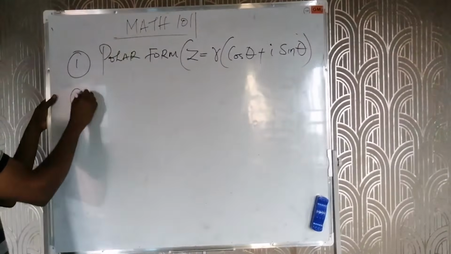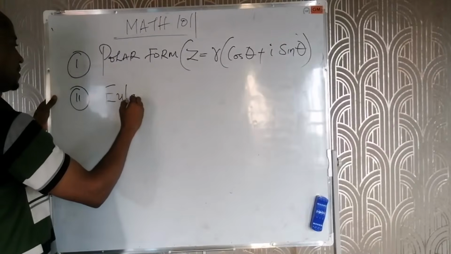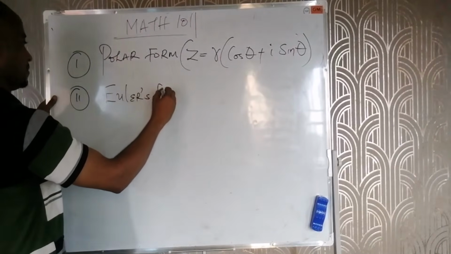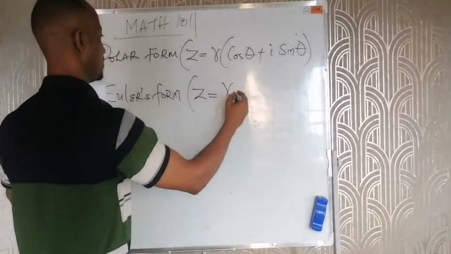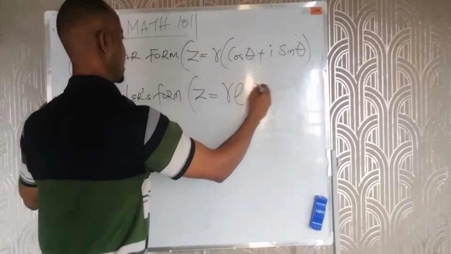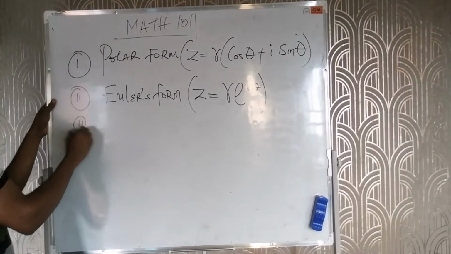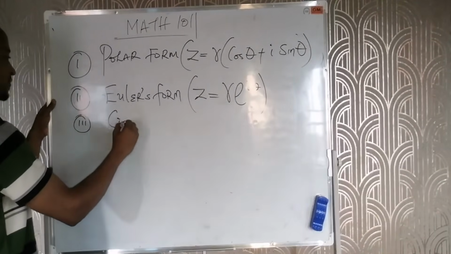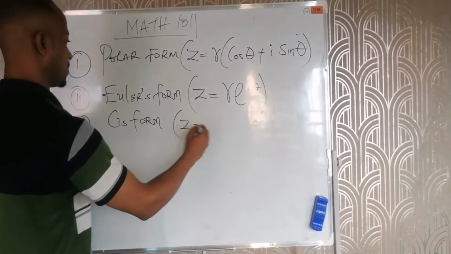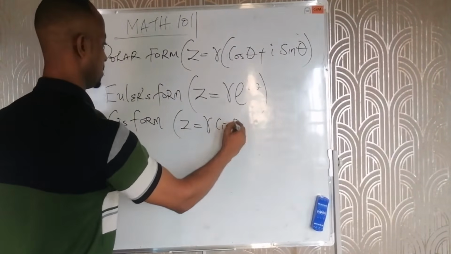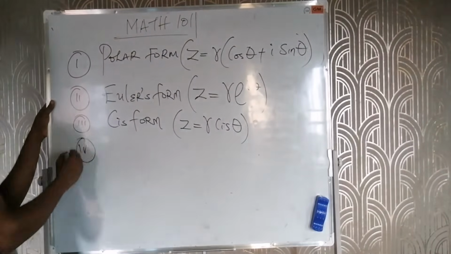The second form we'll look at is called the Euler's form. That form says that z equals r e to the power i theta. Some people call it the exponential form. Then the third form we'll look at will be the cis form, which is also z equals r cis theta.